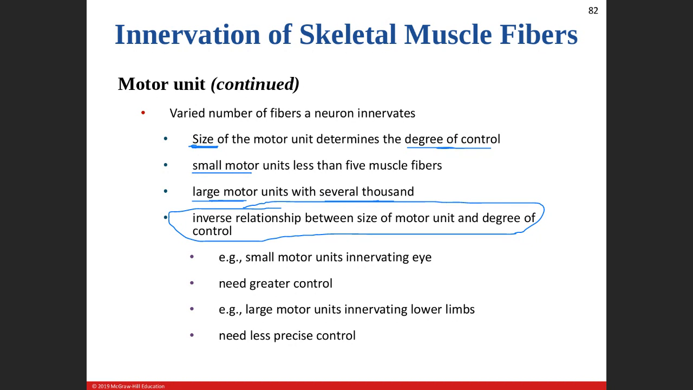And so what we're seeing here is the larger the motor unit, the smaller the degree of control. And vice versa. The smaller the motor units, the larger the degree of control. Finer movements.